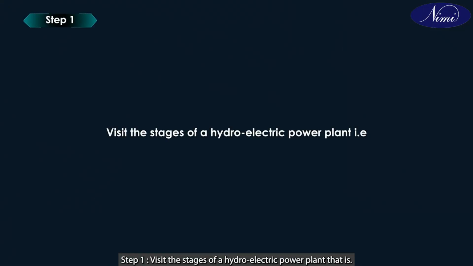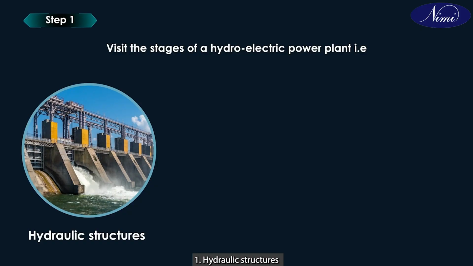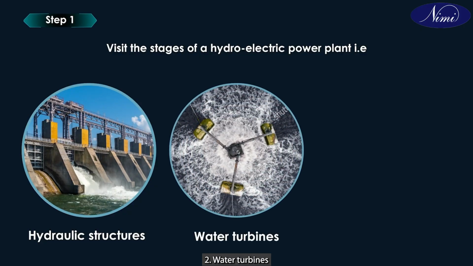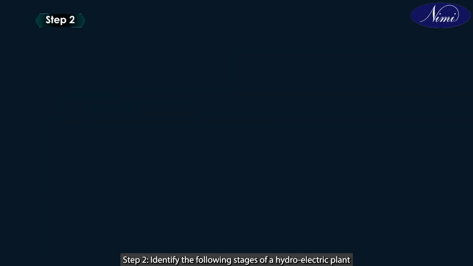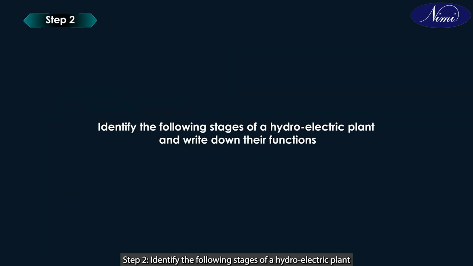Step 1. Visit the stages of a hydroelectric power plant. That is, number 1, hydraulic structures; number 2, water turbines; number 3, electrical equipments. Step 2. Identify the following stages of a hydroelectric plant and write down their functions.